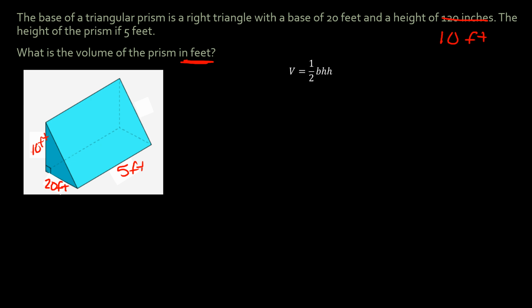Always start with your formula. The more times that you write this formula down, the more times you'll remember it, the better you will do on your exam and quiz. So my volume is equal to 1/2. I'm going to multiply those three numbers together.